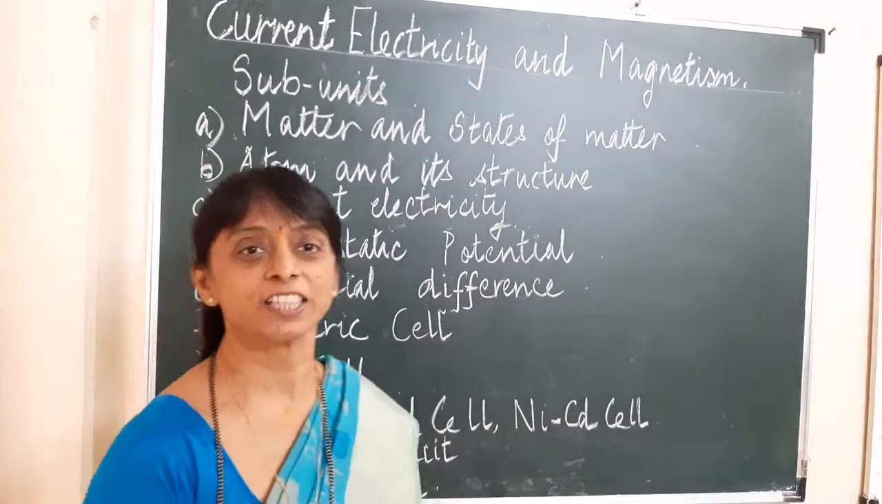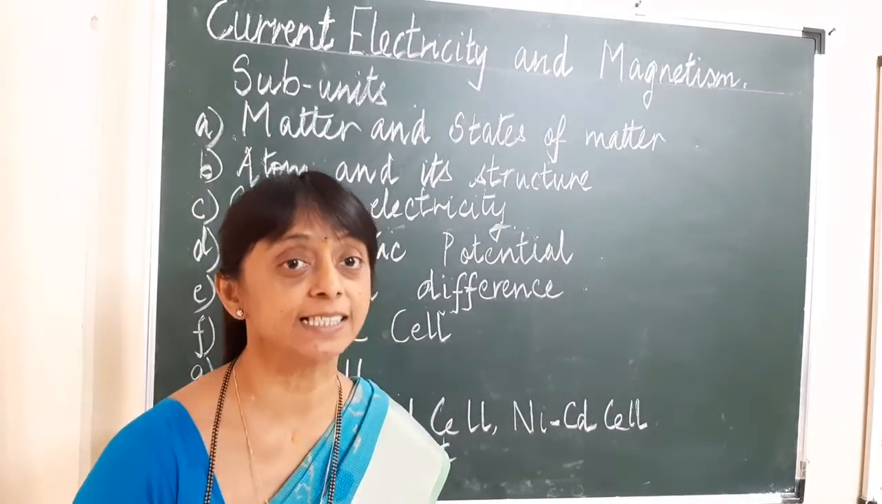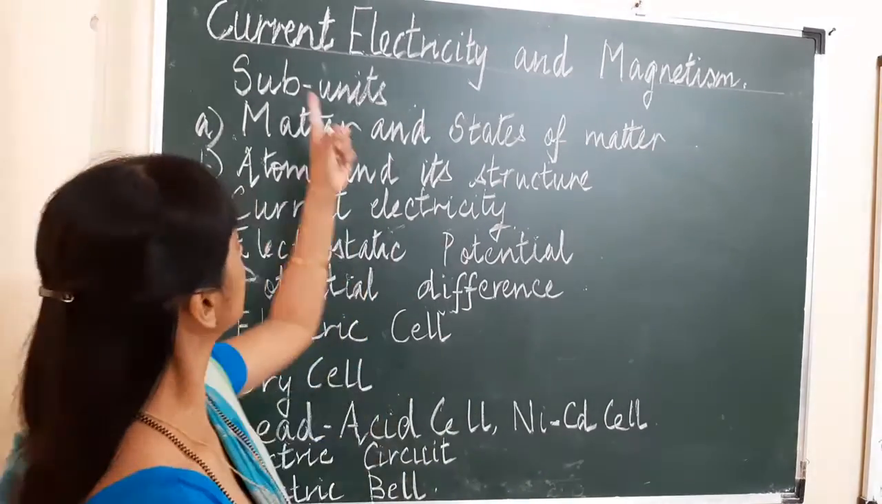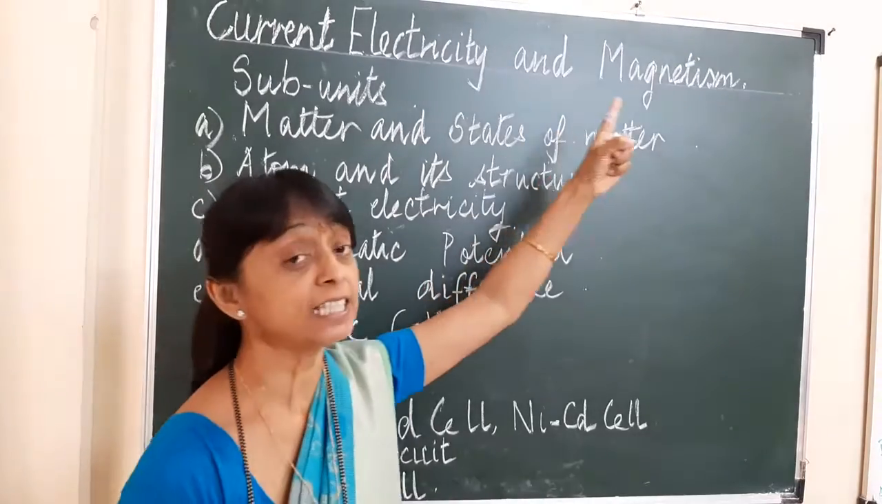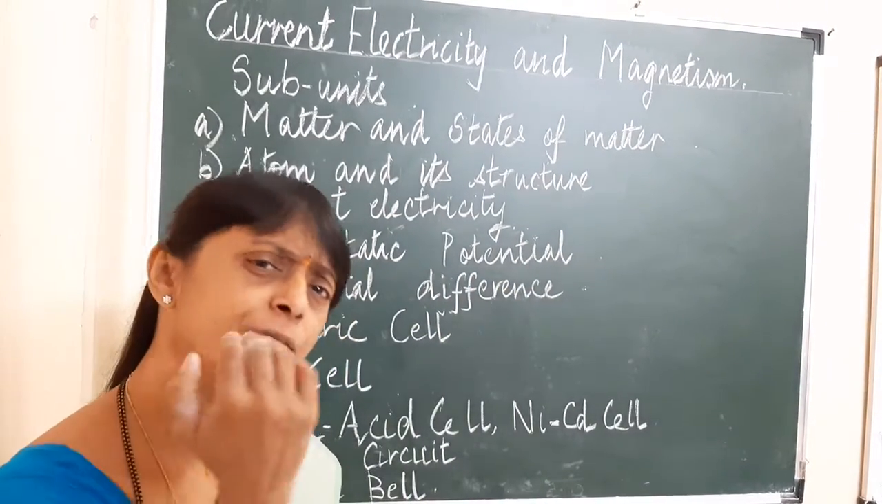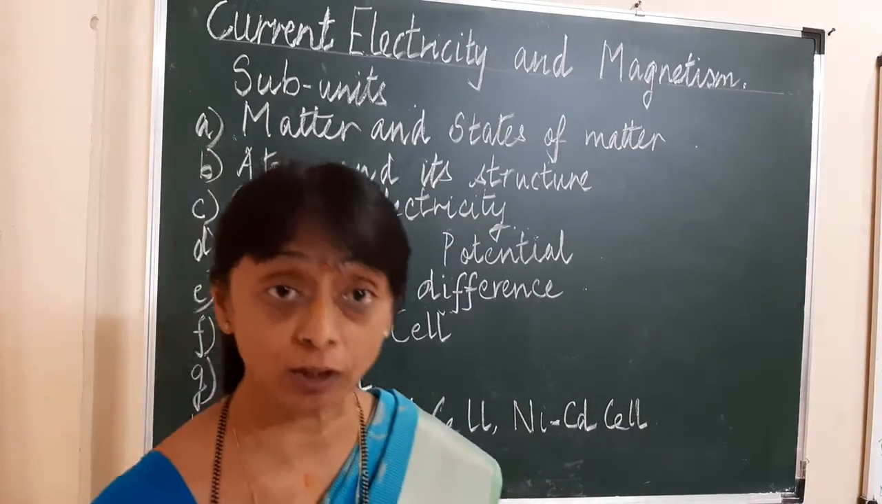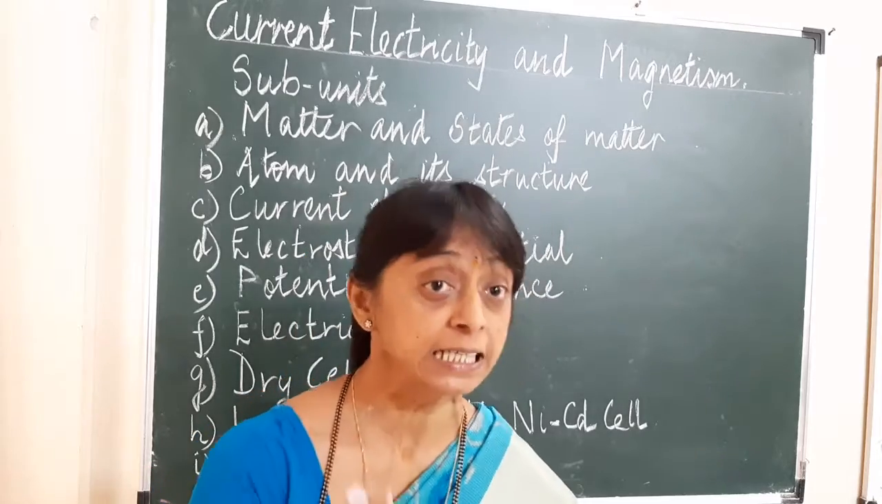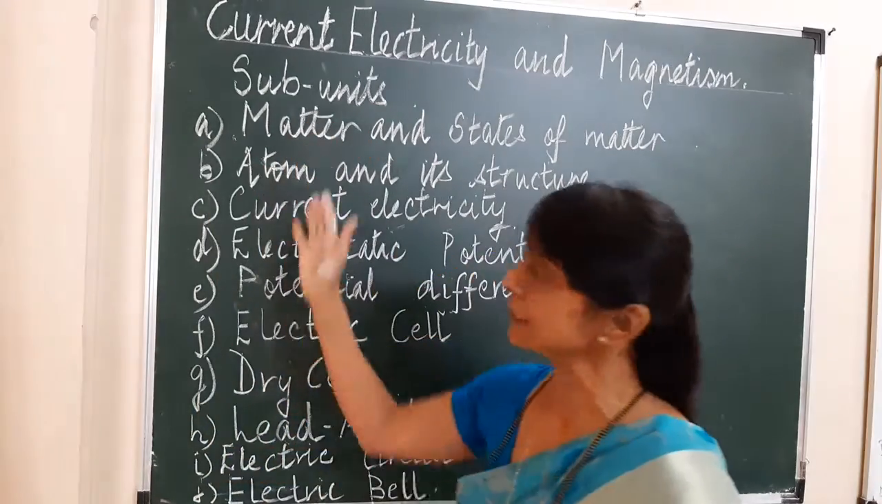Hello students, today we'll be dealing with the subject science, chapter number 4, that is current, electricity and magnetism. Okay children, let's see the different subunits, or you can also say subtopics, that we'll be dealing with in this chapter. They are as follows, written on the board.